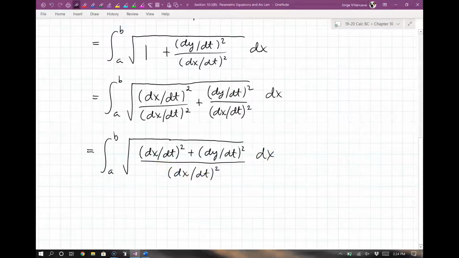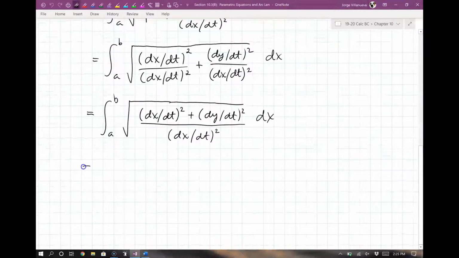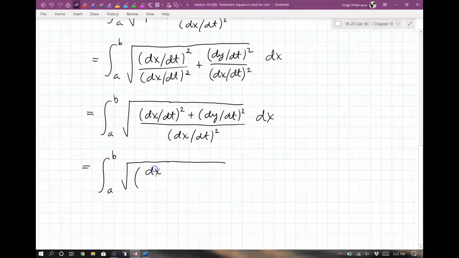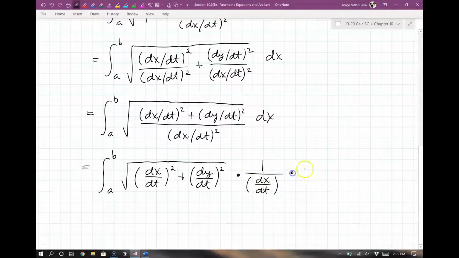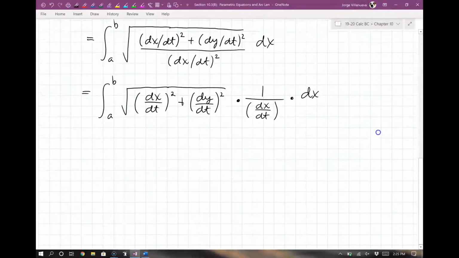All right, great. I notice that the denominator can be taken out of the radical. Since it is a square, I can take it out. So this is the integral from a to b of the square root of dx over dt squared plus dy over dt squared times, now if we take out dx dt squared from the denominator, we end up with 1 over dx dt. And then again times dx.